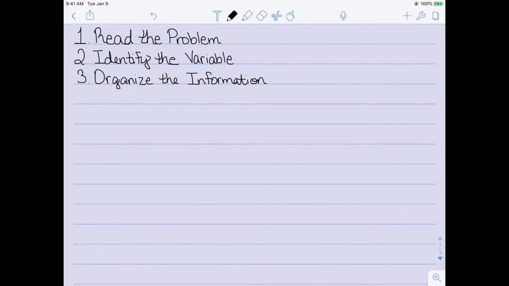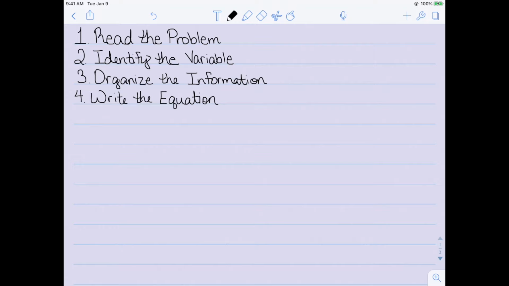Step 3 is then to organize the information. There's lots of ways we can do this. The main thing is to determine what it is that you know and express these values in terms of the variable. It might be helpful for us to draw a diagram or make a table or really just kind of list out the things that we know. It really depends on the situation.